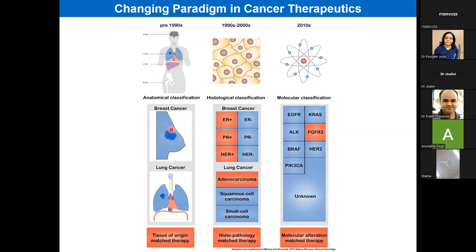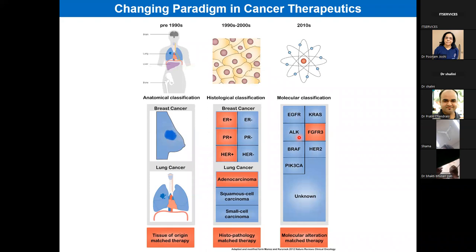So there are still underlying biological complexities which we need to understand: why EGFR-driven lung cancer is responding very well, and EGFR-driven breast cancer or EGFR-driven head and neck cancer is not responding as well as lung cancer. So that kind of research needs to be done further, but by and large, it has been observed across several different clinical trials that molecularly driven classification and therapeutic decision making is generally very helpful in giving better clinical outcome to the patient of any cancer type.